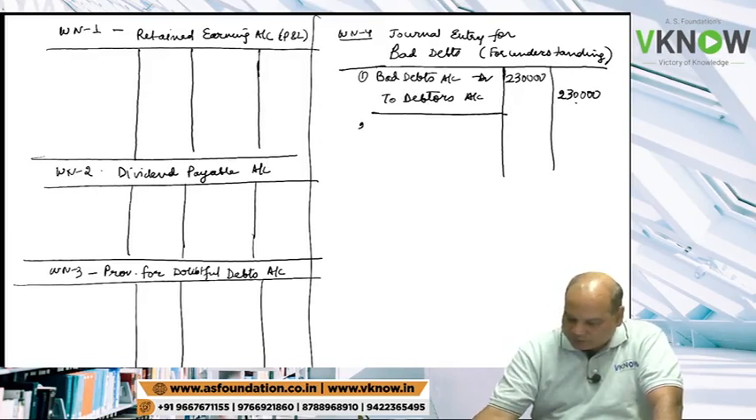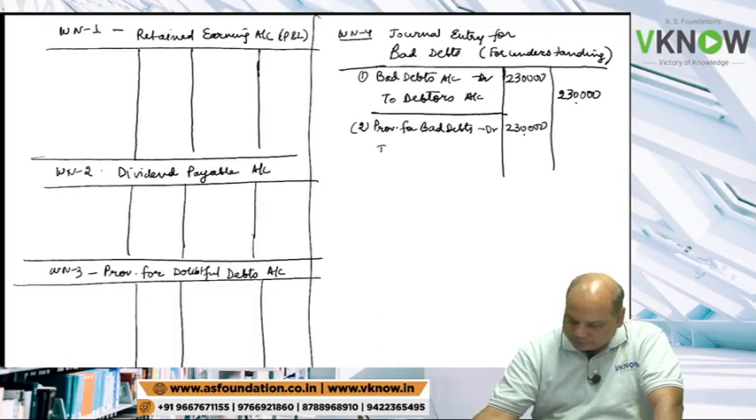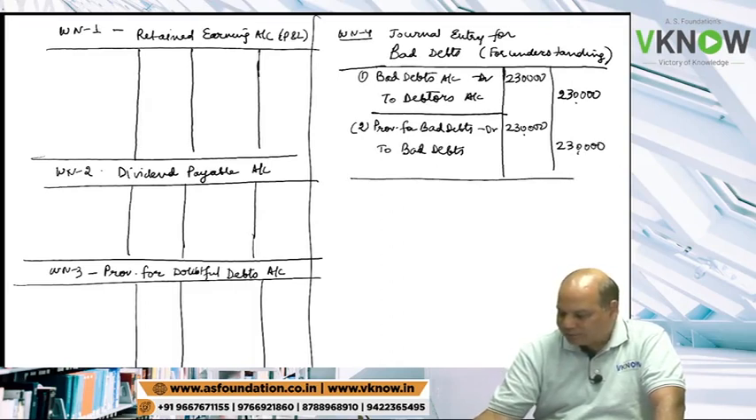And the second entry we had passed: provision for bad debts account debit 2,30,000 to bad debts account 2,30,000. I will require it later.